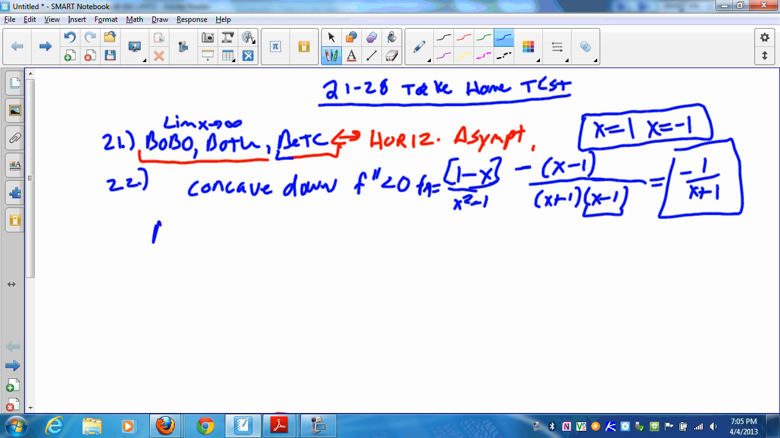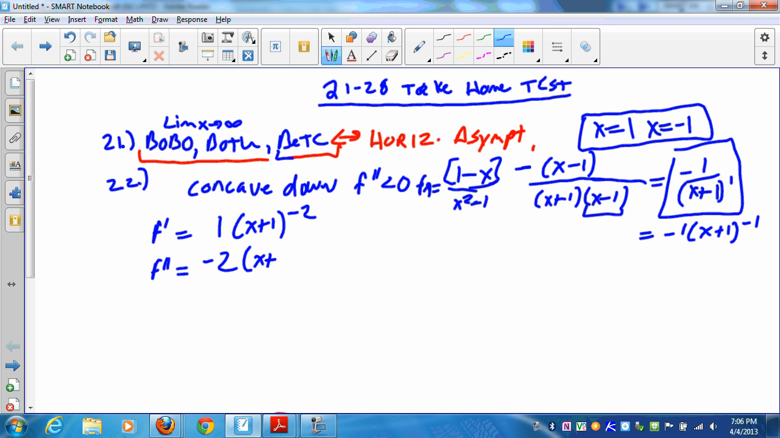So the first derivative of this would be what? Well, another way of writing this function, I guess we should say, is negative 1 times x plus 1 to the negative 1 power. Right, this whole thing is to the positive first power. So if we put it up on top, it's to the negative 1 power. So the first derivative would be positive 1 times x plus 1 to the negative 2. And then the second derivative would equal negative 2 times x plus 1 to the negative 3 power.